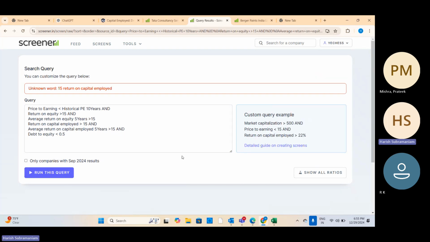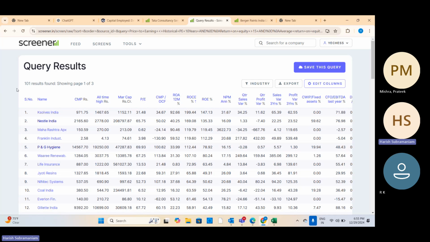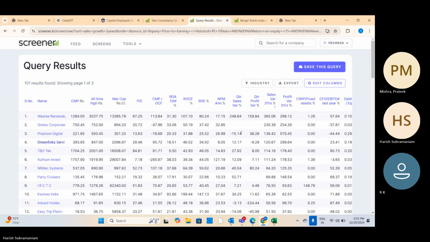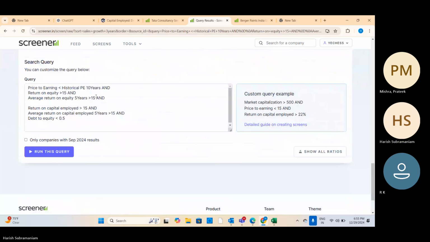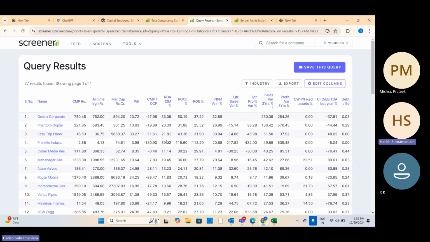Okay, let's run this. We should put an AND here. Let's run this. So now instead of 1,000 companies, you have 100 companies, right? Now in these 100 companies, we can even reduce this even further. So let us say, okay, this means it has to be at least 25% below the historical P/E. Then let's see. Now we only have 27 results, right?